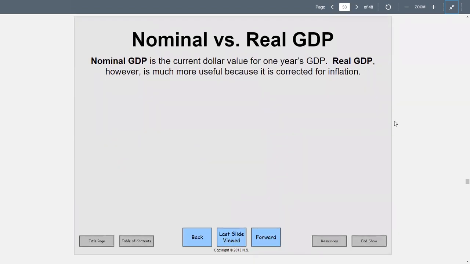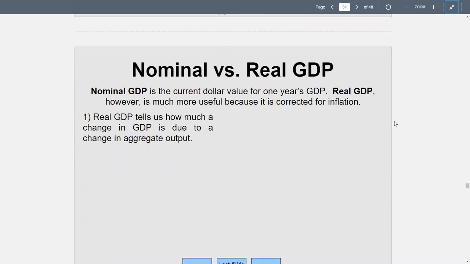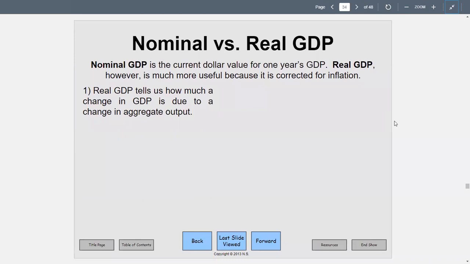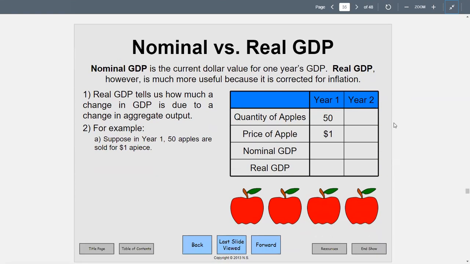Then we have nominal versus real GDP. Nominal GDP is the current dollar value for one year's GDP. The real GDP, however, is much more useful because it's corrected for inflation. So use the real GDP to compare over years. Real GDP tells us how much a change in GDP is due to a change in output. So how much more stuff are we making?